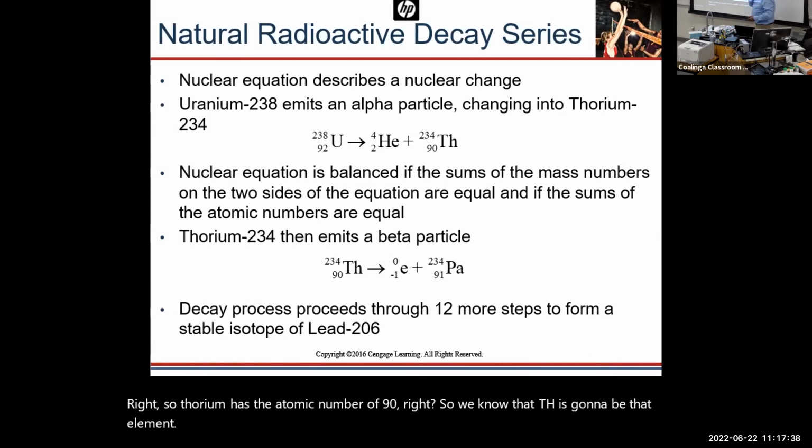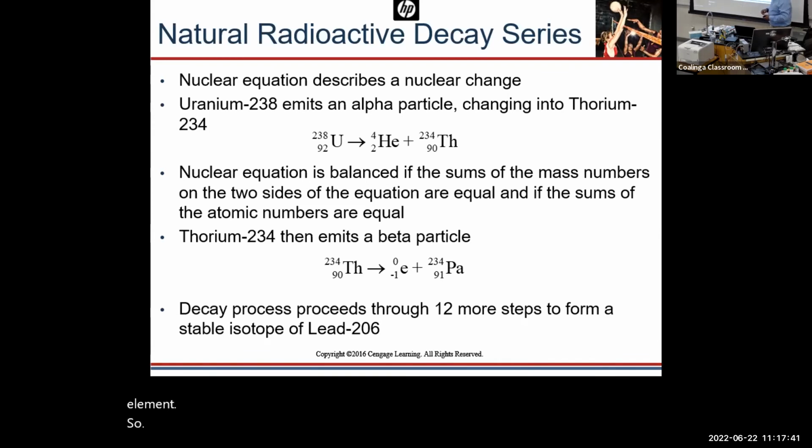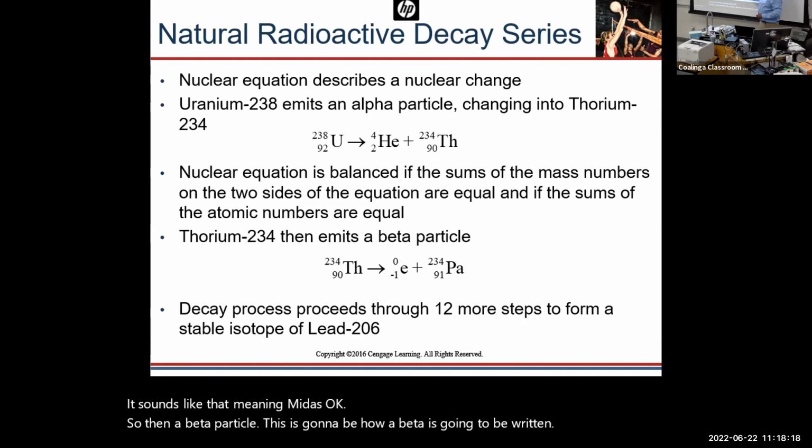Okay, so here, thorium is going to be broken down into a beta particle. So let me correct my writing from earlier. The beta particle is going to be written as e with a minus. Okay, so this is how a beta particle is going to be written for this chemical reaction.